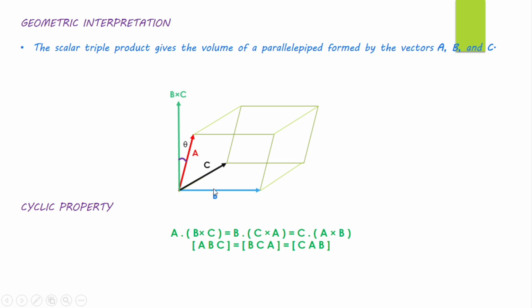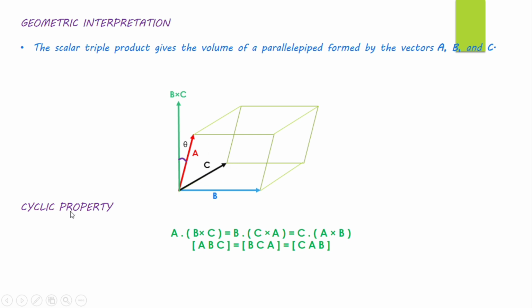Now, base area is given by the cross product of vectors B and C. When you take the cross product of vectors B and C, you will get a vector which is perpendicular to the plane containing B and C. See, this is the vector. The magnitude of this vector will give you the area of this parallelogram. Now we have to find height. Height is the projection of vector A onto vector B cross C. So when you calculate all this, you will get the volume of this parallelepiped. That is the box product of A, B and C.